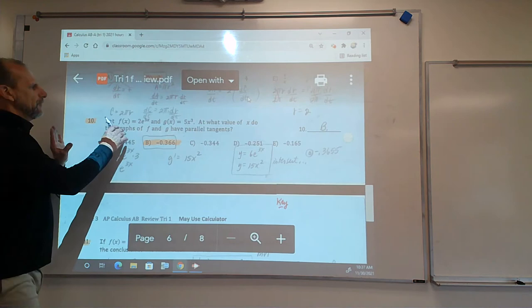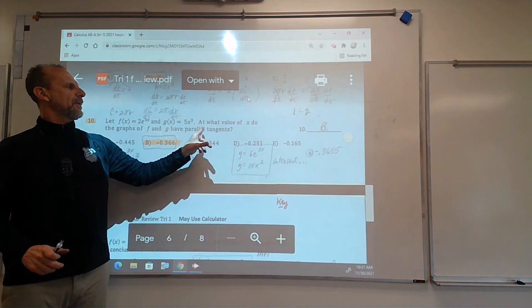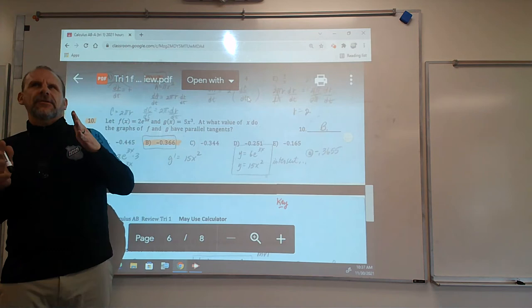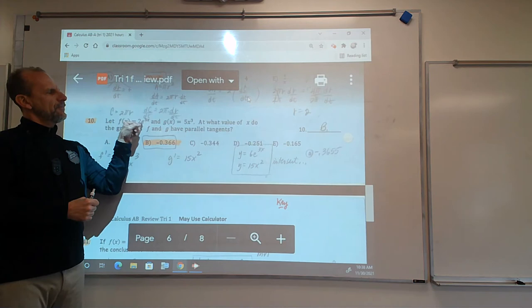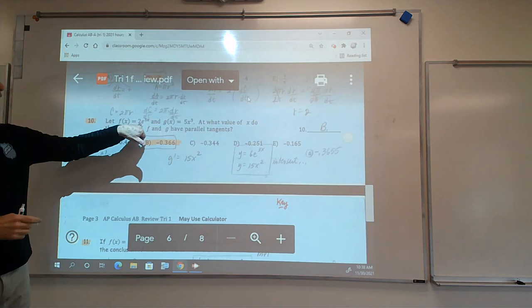So it says, if this function and this function, at what value do the graphs f and g have parallel tangents? That means, when are their tangents the same? When are their tangents the same? The derivative will give us a tangent line. Basically, if I do the derivative of this in y1, and the derivative of this in y2, and see where they intersect, that is when their tangents are the same. So this is going to be y1, and this is going to be y2.